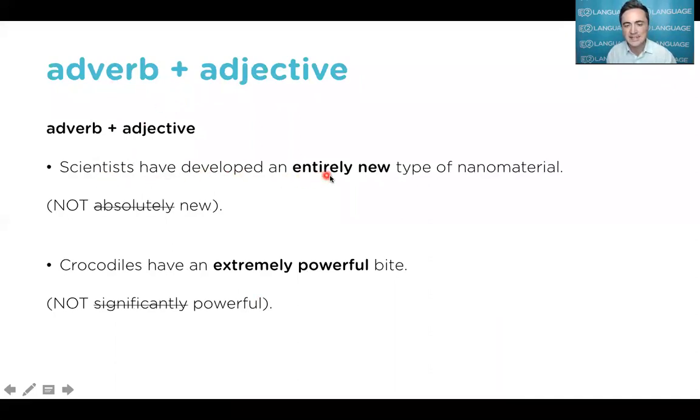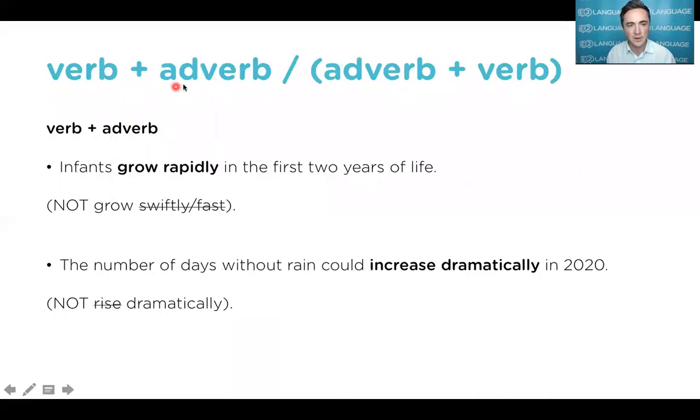Adverb, adjective. Scientists have developed an entirely new type of nanomaterial. Not absolutely new, entirely new. This is the collocation. Crocodiles have an extremely powerful bite, not significantly powerful. Verb, adverb, or you can flip it and do adverb, verb, it's the same thing. Infants grow rapidly in the first 2 years of life. Not infants grow fast. No, they grow rapidly. The number of days without rain could increase dramatically, verb, adverb, in 2020, not rise dramatically.